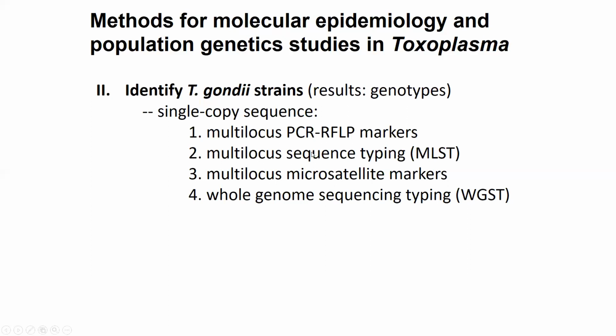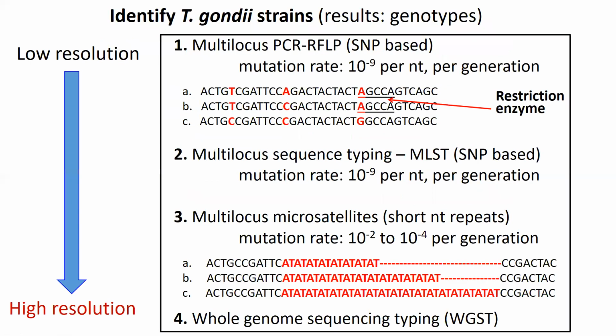The commonly used markers are, first, the so-called PCR-RFLP markers. Then there is multilocus sequence typing, MLST. The third one is multilocus microsatellite markers, and the fourth one is whole genome sequencing. Those methods go from lower resolution to high resolution, because of the nature of those sequences. We can see it from the next slide.